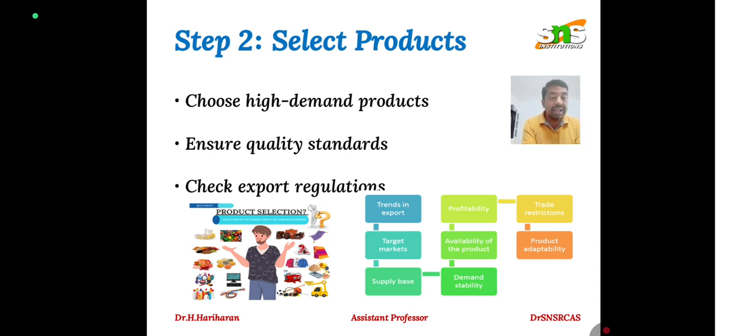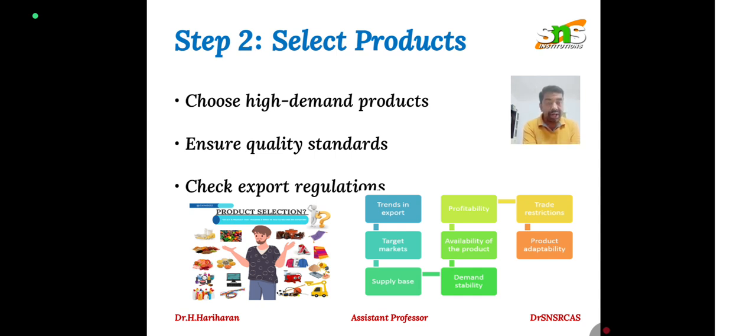Step 2, select product. The basic thing is we should select the products. Choose highly demanded products. Always we should select the highly demanded products. Not only demand, simultaneously we should focus on quality also. Along with the demand, we should focus on the quality and the standard of the products. And the third one is check the export regulations. We cannot export all the products just like that. For each and every product, the government has different regulations, so we should see the regulations also.